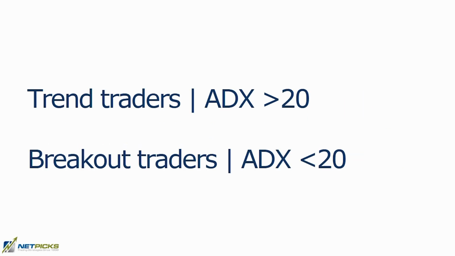So if you're a trend trader, let's look for the ADX over 20. If you prefer breakout trades, look for an ADX less than 20. So an example would be a Forex trader. Maybe they're looking for a currency pair to trade. You could just compare the ADX readings. Which currency pair is strongest when comparing USD crosses, for example.